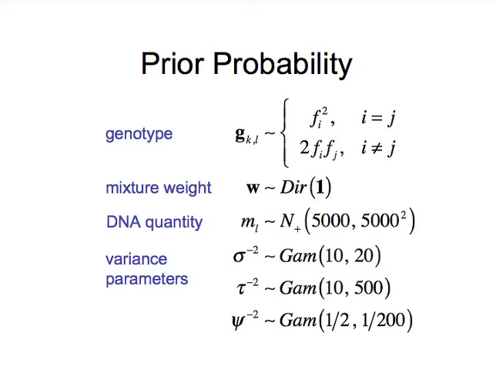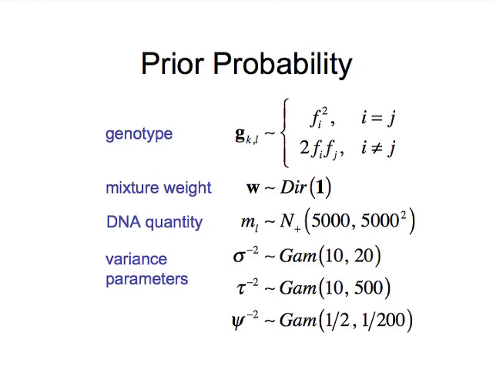And we see our description of belief before we ever see the data. For the genotype, our belief, looking at f squared or 2f1f2, is that it follows the allele frequencies in the population and Hardy-Weinberg equilibrium. If we have not seen any data yet, the genotype prior is the population prior.